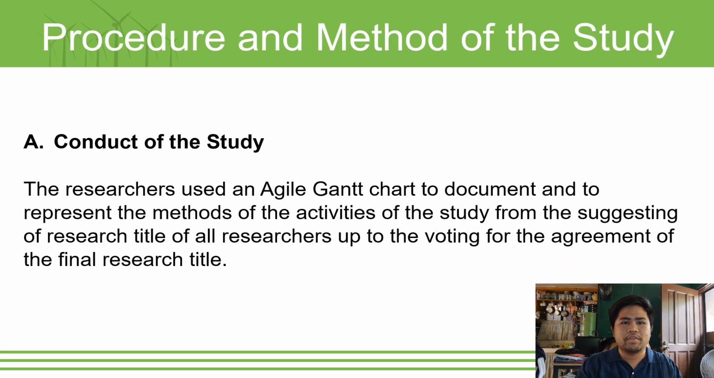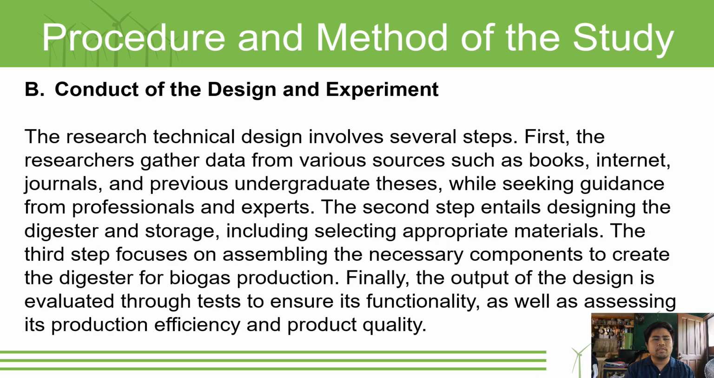For the procedure and method of the study, for the first part, the conduct of the study, we have used an agile Gantt chart to document and to represent the methods of the activities of the study from the beginning up until the agreement of the final research title. For the conduct of the design experiment, we have taken several steps. First step is the gathering of data. Second is the designing of the digester. Third is the assembly of the digester. And fourth is the evaluation of the output to ensure that it is working as intended.